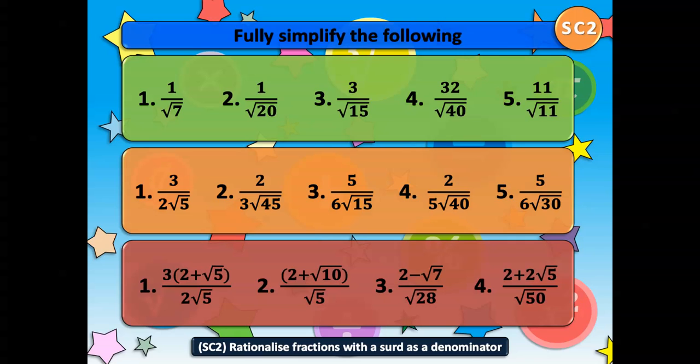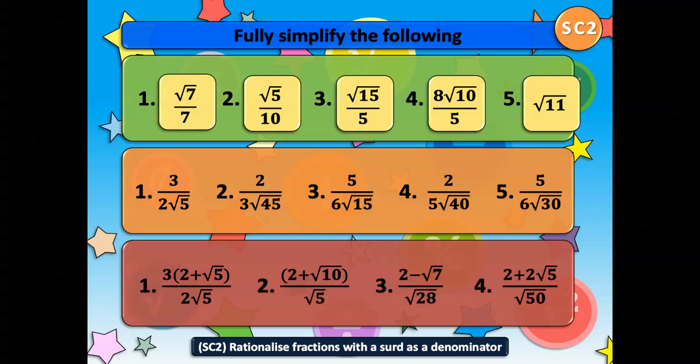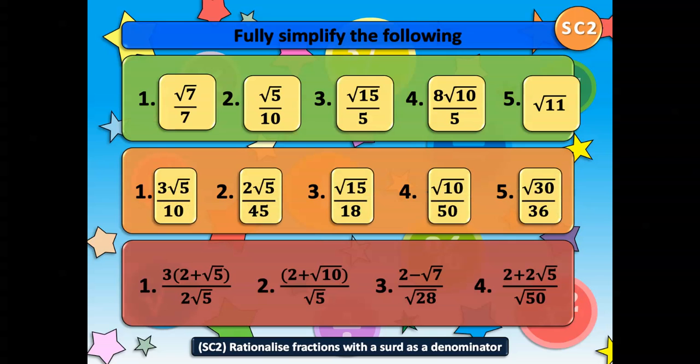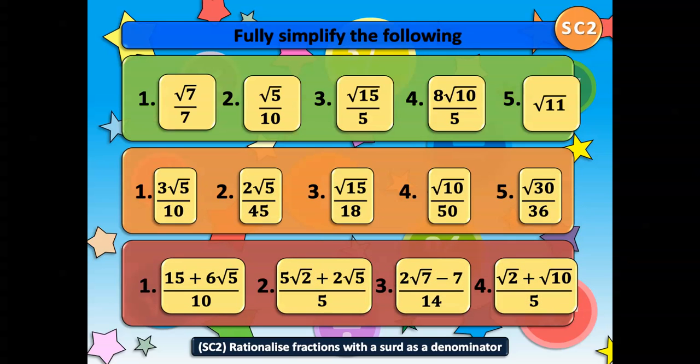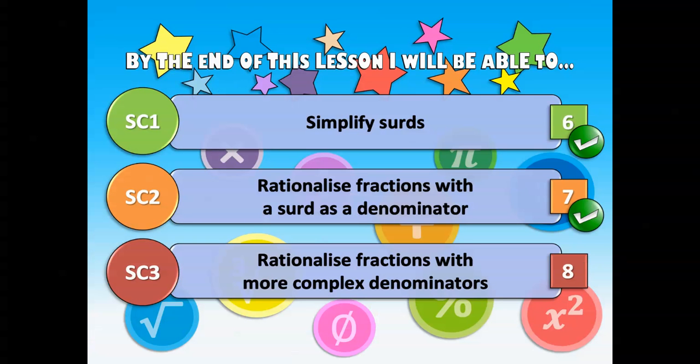Here are some more questions for you to have a go at. Pause the video, and when you're ready to mark your work, press play. Here are your answers. So there's your green answers. There's your amber answers. And there's your red answers. And now we've completed success criteria 2.